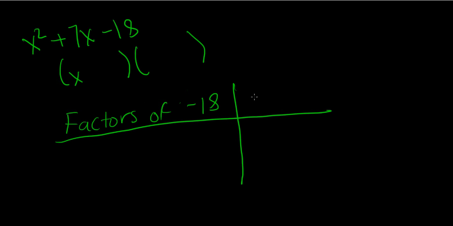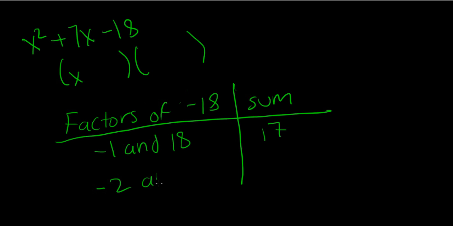The problem with negative 1 and 18 is that if we add them together, we end up getting 17, which is not the number we're looking for. Now let's look at some other factors. Negative 2 and 9. When we multiply negative 2 times 9, we get a negative 18, which is equal to c. And when we add negative 2 and 9, we get a positive 7. So those are the factors that we need.